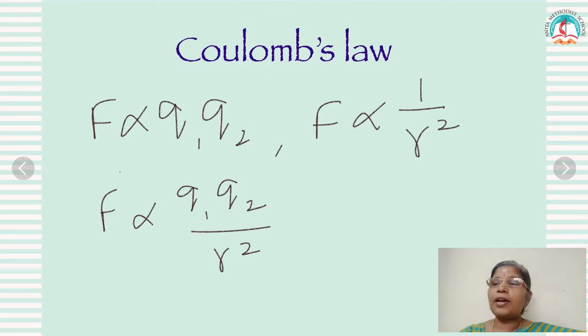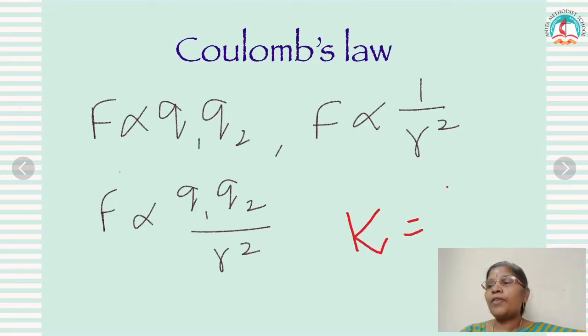What is Coulomb's Law? The force of attraction or repulsion between the charges is directly proportional to the product of charges and inversely proportional to the square of the distance between them. So, F is directly proportional to Q1 Q2 divided by r square. Remove the proportionality and introduce a constant K.